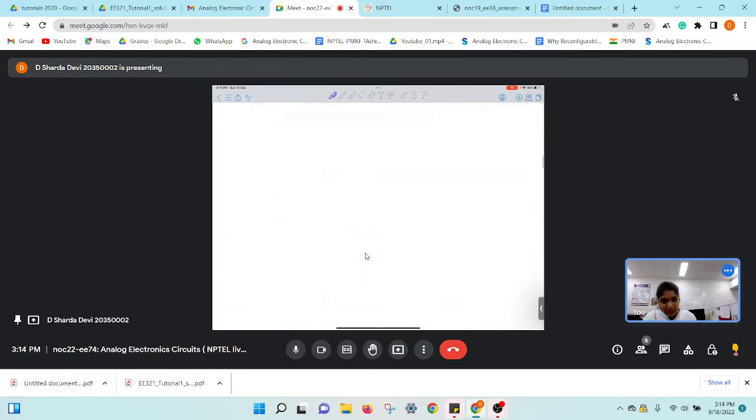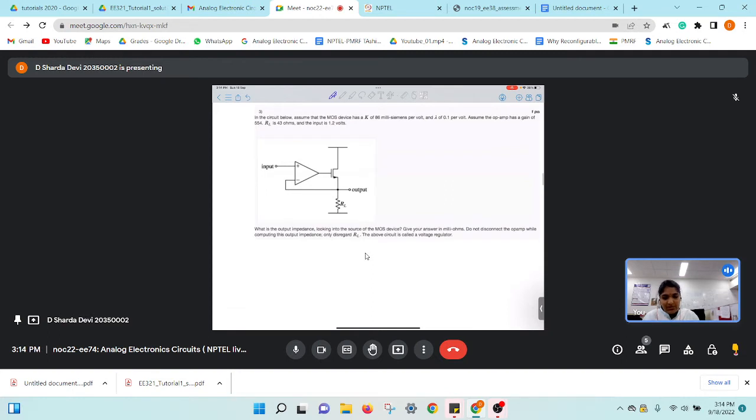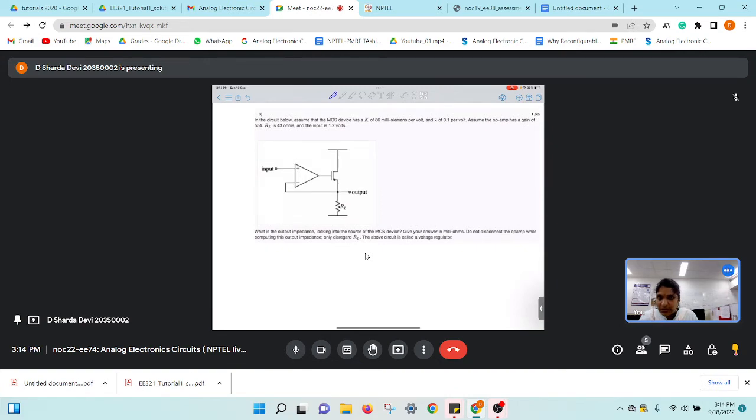So this was a very simple problem. Now moving ahead. In this question, here also you can see an op-amp. Its output is connected to the gate of an NMOS, and this is a load resistance. K has been given as 86 millisiemens per volt, lambda is 0.1 volt inverse, gain of the op-amp A is 554, RL is 43 ohms, and VN is 1.2 volts.